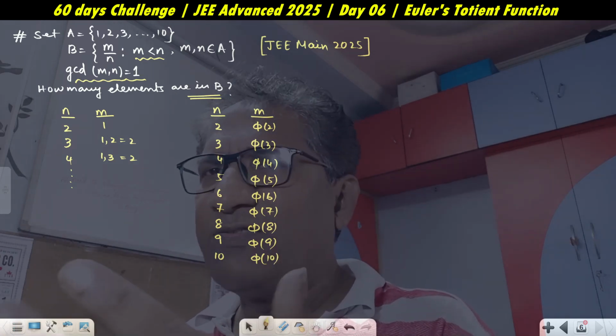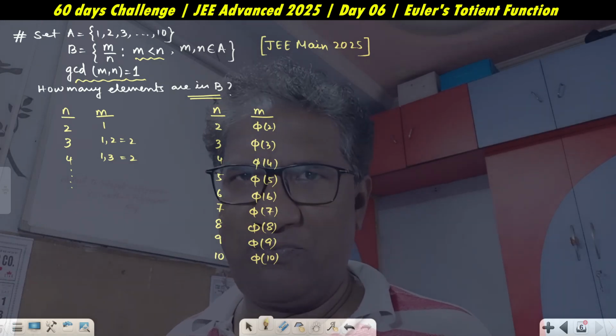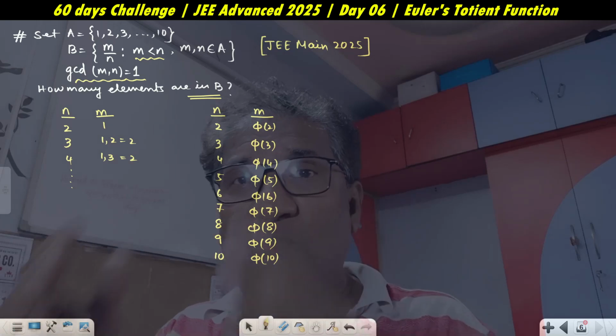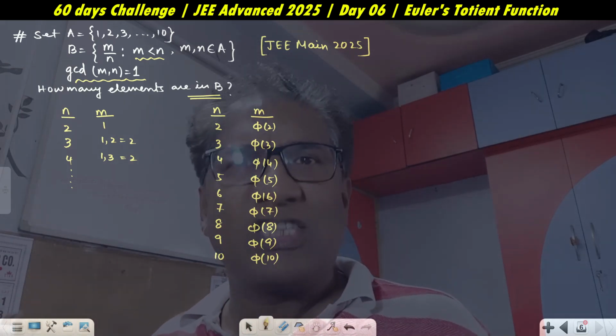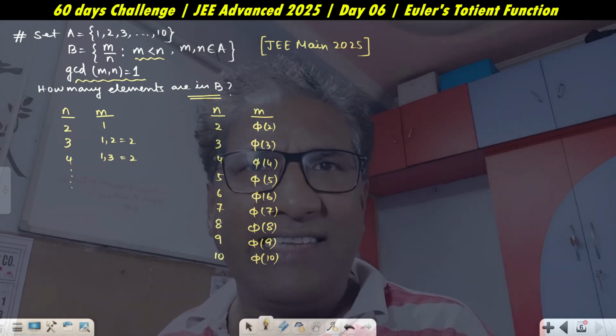Okay. Now it is very easy to calculate. Don't think that, sir, it will take very long to calculate. No. Try to think, if you don't know Euler's Totient function, then you have to calculate each and every one. But here you have the formula, Euler's Totient function, so we can directly use it and get the answer very quickly.